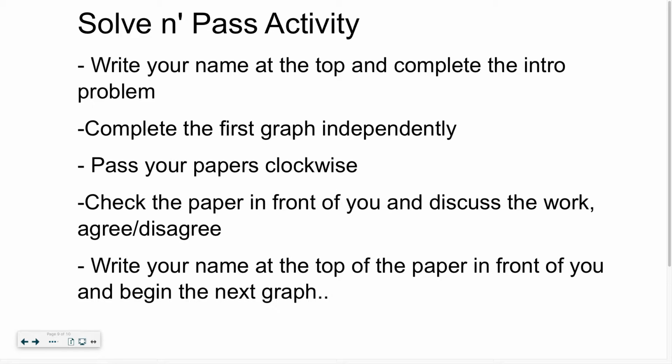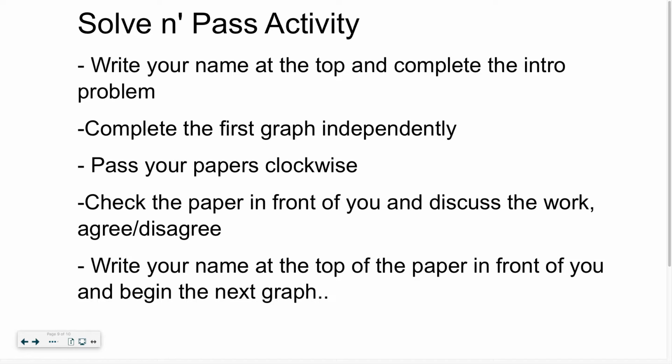Okay, and then as soon as you finish with that, you're going to solve the very first graph, number 1, individually, top left. Yeah, number 1. Individually, by yourself, no talking, you're going to find the unit rate and what it means in context of that scenario.